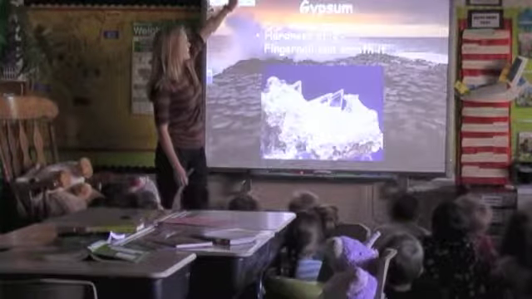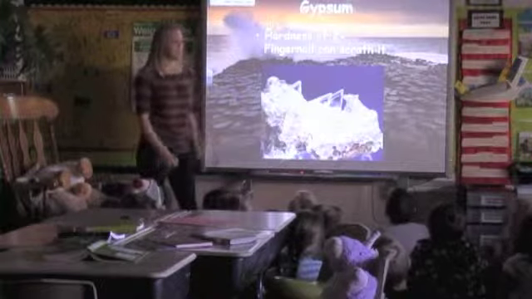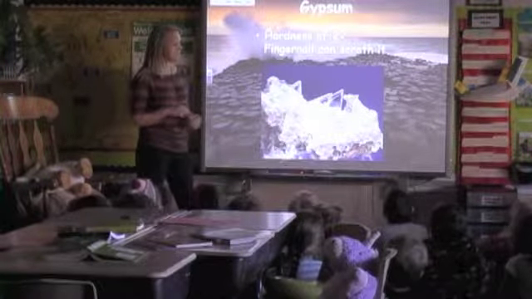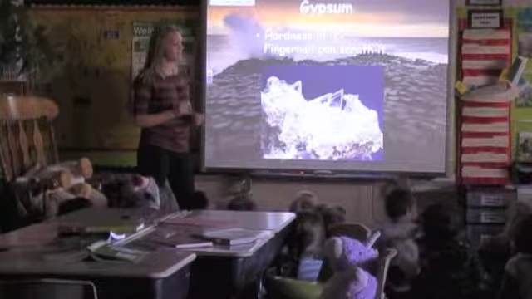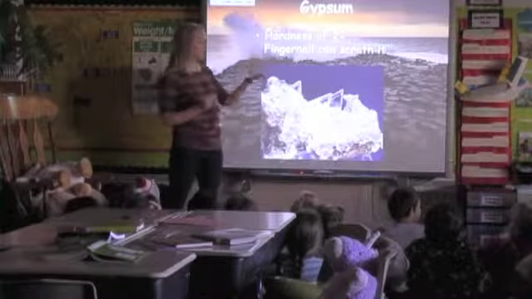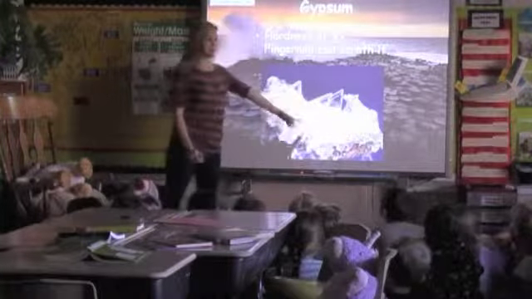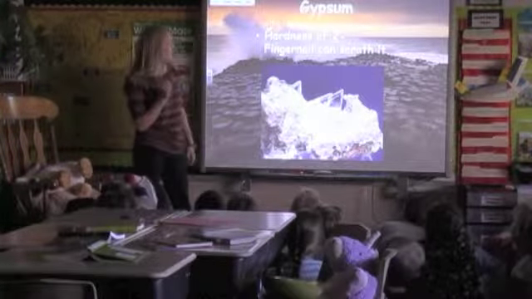Yep. So the first one we are going to be putting on our graph is gypsum. And gypsum has a hardness of a 2, which means a fingernail can scratch it like we just read. And this is an example. This is what gypsum looks like. It looks like a diamond.